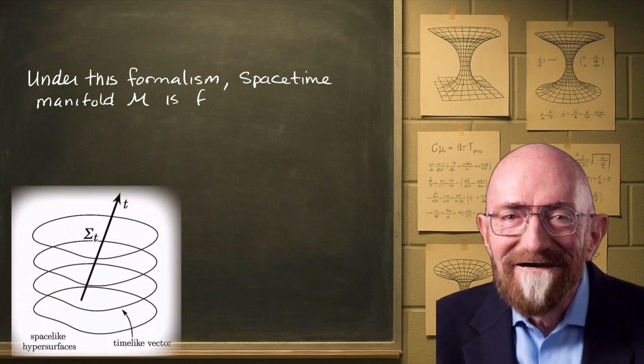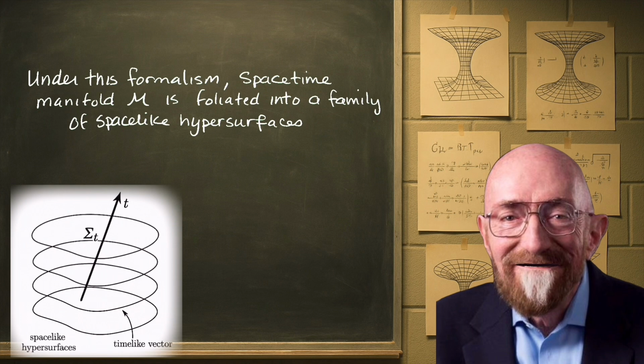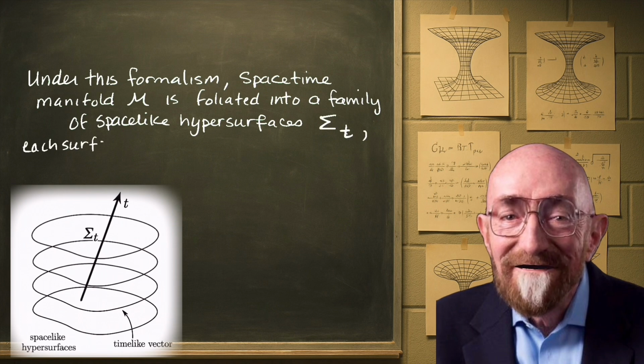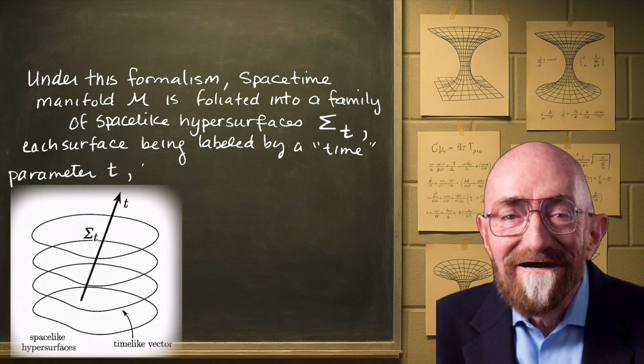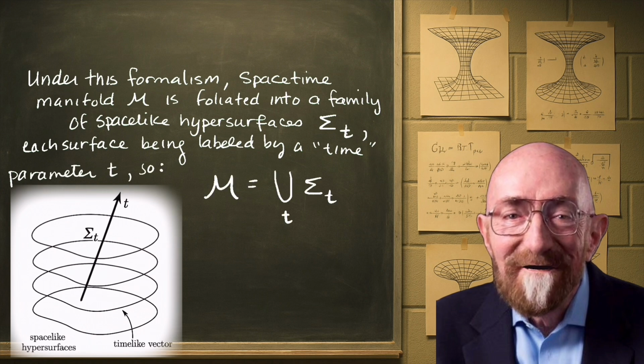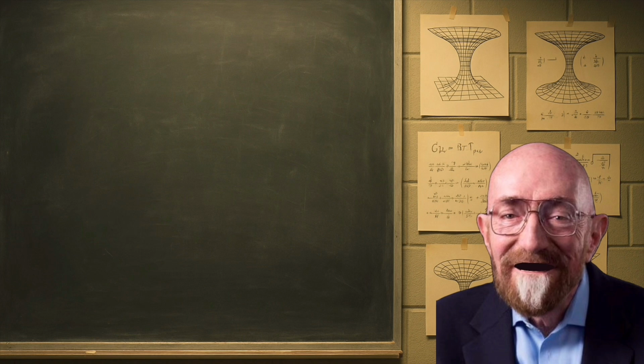Under this formalism, the space-time manifold M is foliated into a family of space-like hypersurfaces Sigma sub t, each surface being labeled by a time parameter t, so that the manifold M is the union of all such space-like hypersurfaces.